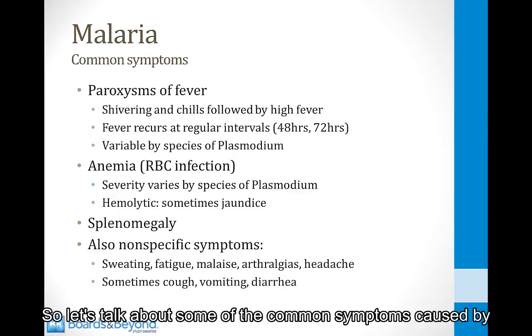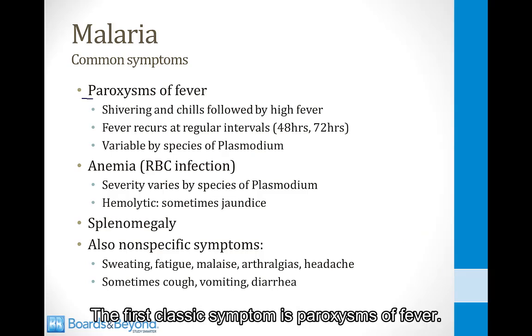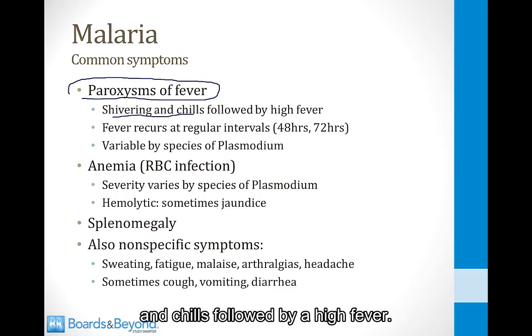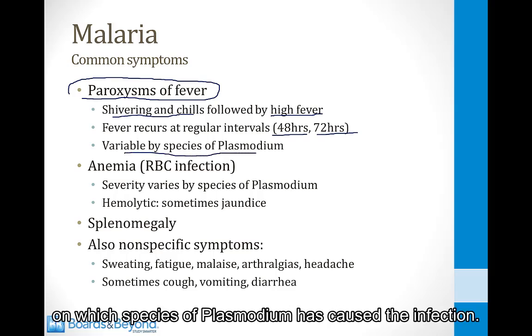So let's talk about some of the common symptoms caused by this life cycle of the protozoa. The first classic symptom is paroxysms of fever. So people with malaria have shivering and chills followed by a high fever. It's often occurring at regular intervals like 48 hours and 72 hours, and we'll talk about this later. This is variable depending on which species of Plasmodium has caused the infection.